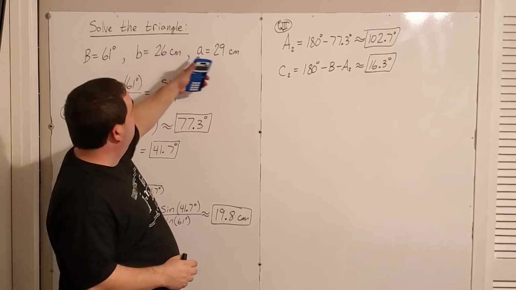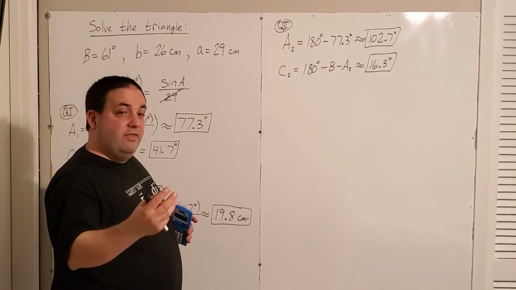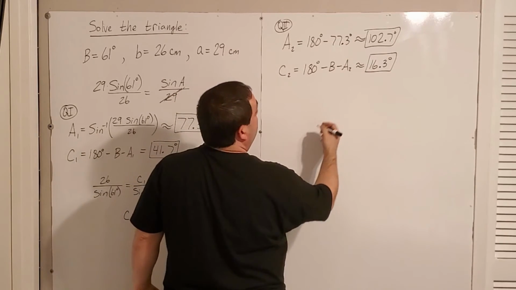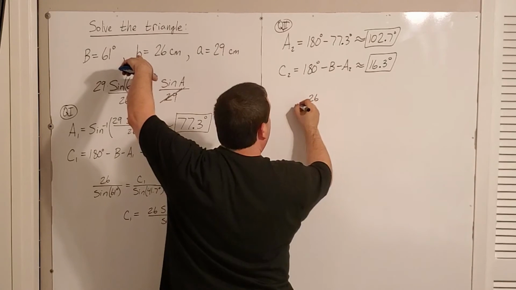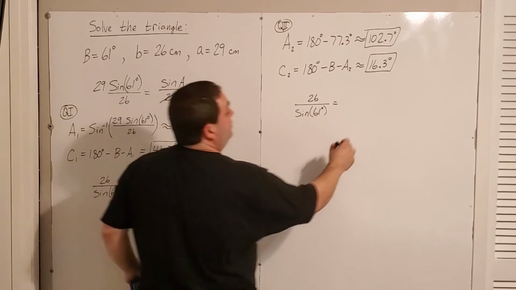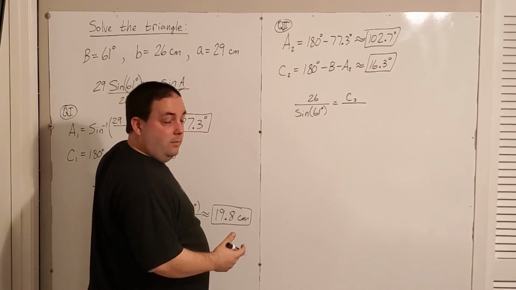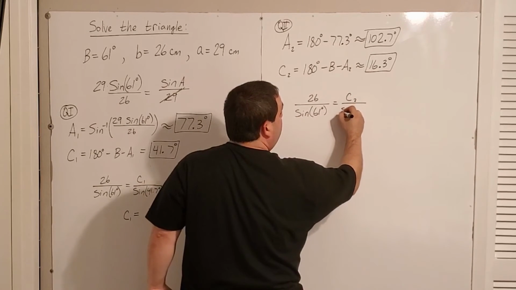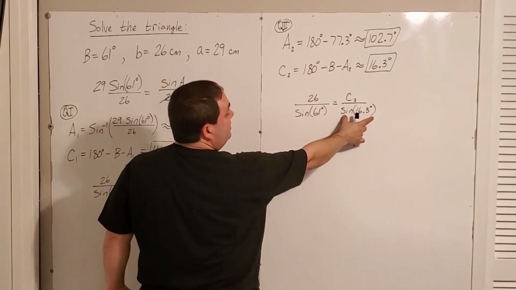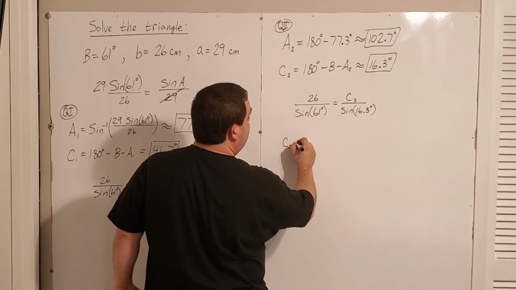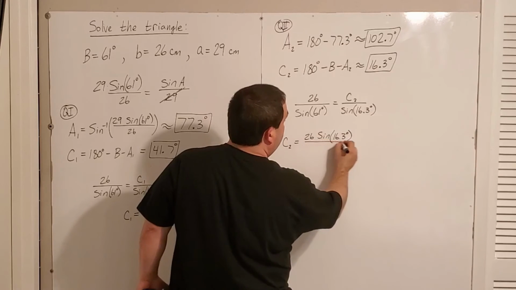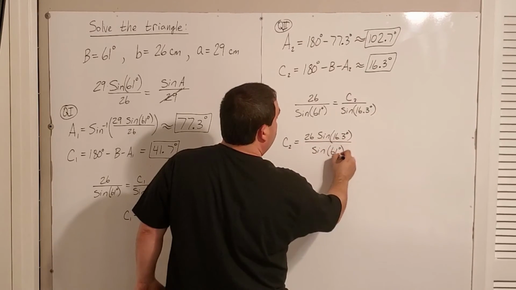And I've already got two of the sides to go with the information. Again, I'm only missing that third side, little c2. So I'll solve it the same way. I have another law of sines set up. I will be setting up 26 over sine of 61 degrees, and I'm going to set that equal to little c2, the missing side, divided by the new angle that I found, sine 16.3 degrees. I'm going to multiply this sine 16.3 to the other side, and little c2 is going to be equal to 26 sine 16.3 divided by sine 61 degrees.